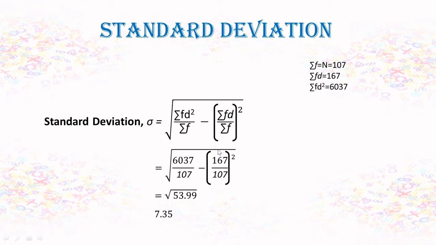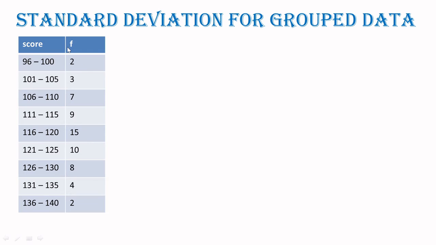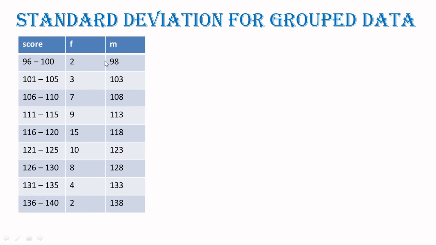Apart from this, there is also another way of doing this. This is for grouped data, and for grouped data first we have to find the midpoint of the class, which is denoted by m. We can find that by taking the average of the class upper limit and lower limit. So we just have to add these two values and divide by 2, and 98 is the value for the first class. Like that we will find the midpoint for each and every class.